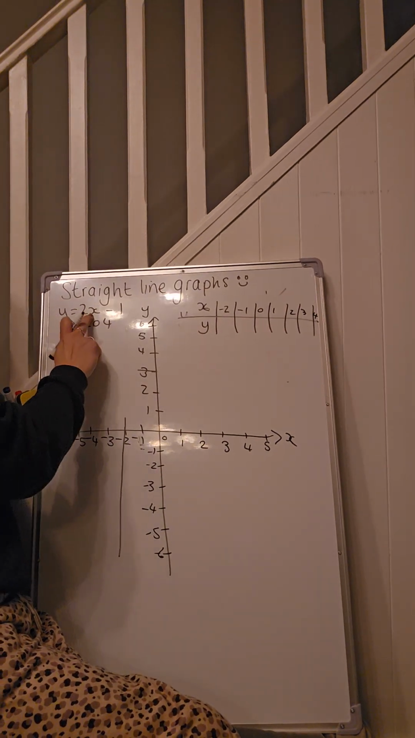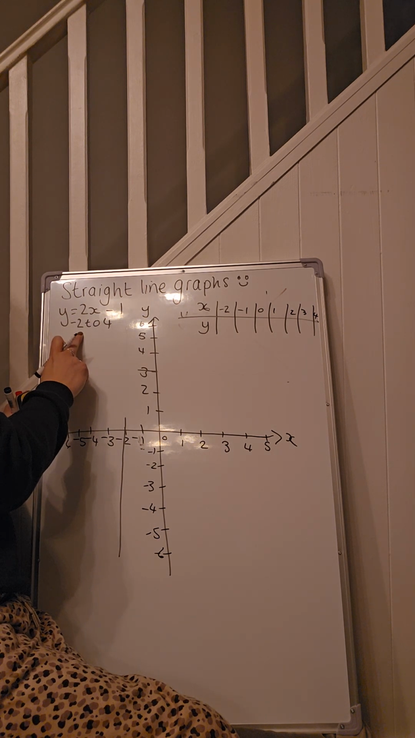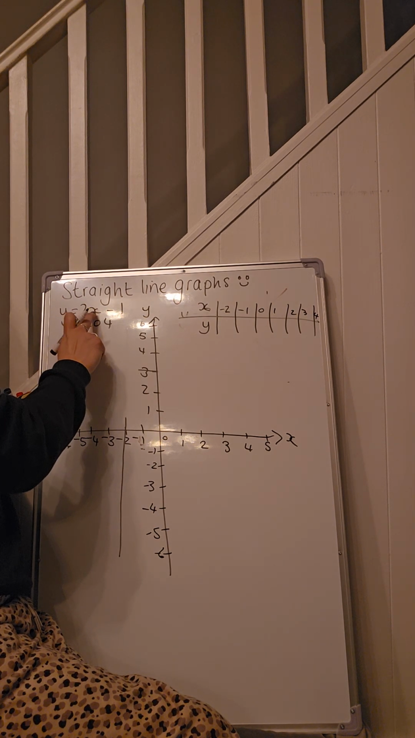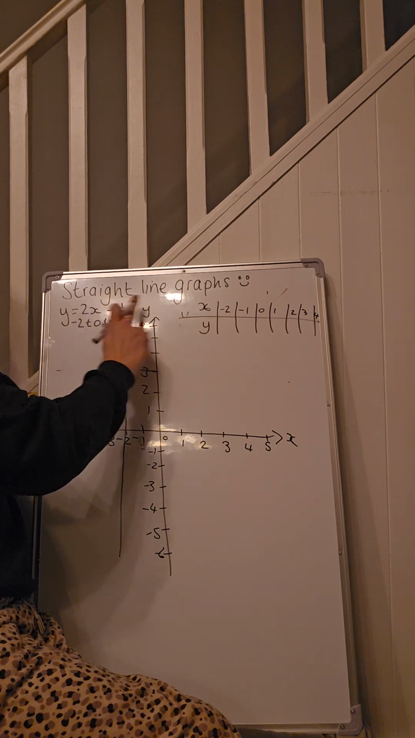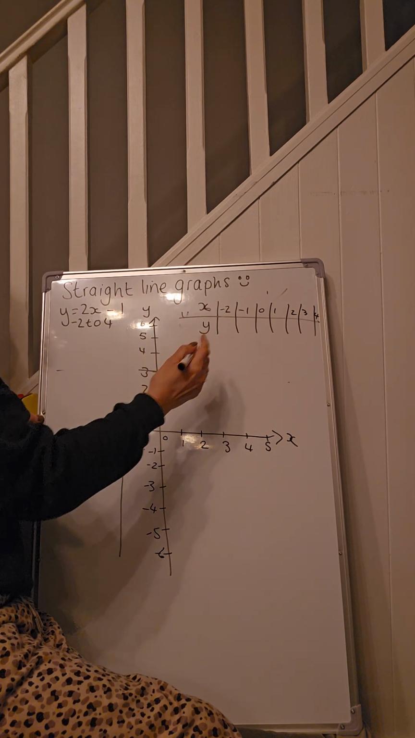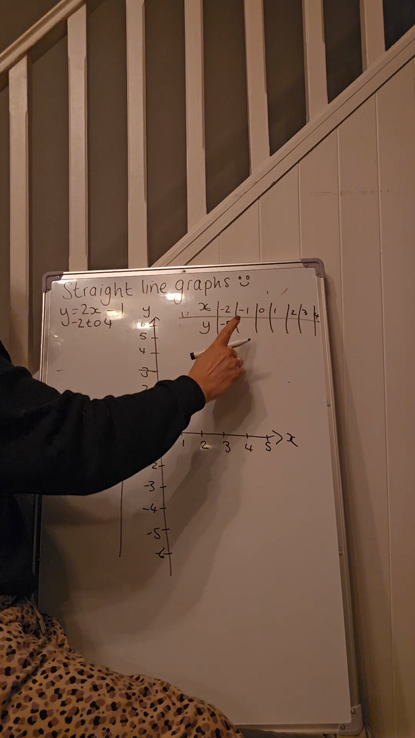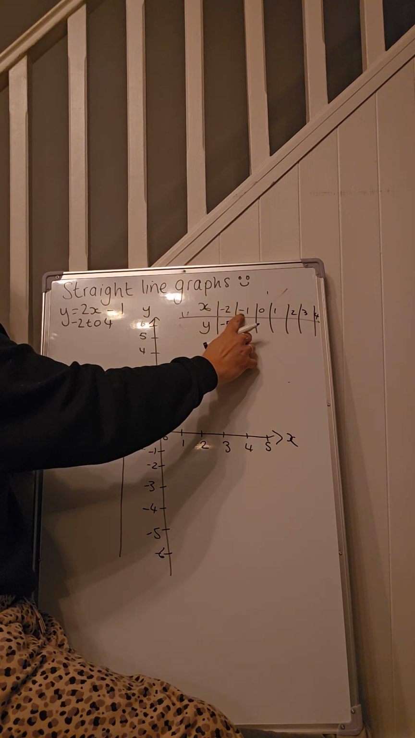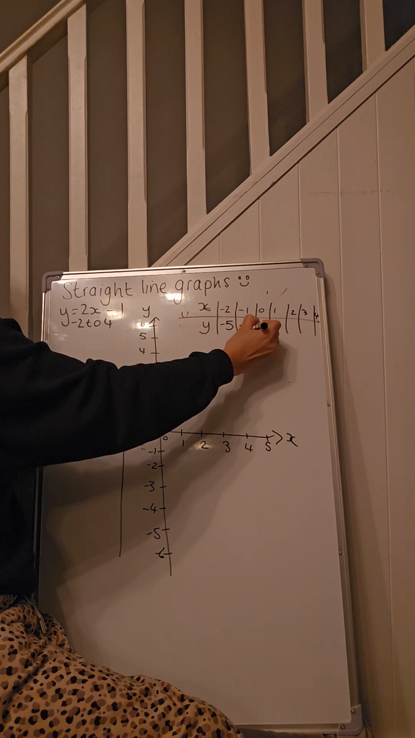Okay, and then I'm going to substitute x into my equation. So y equals 2x minus 1, so it means I times x by 2, so 2 times minus 2 is minus 4, take away 1, it's minus 5. Okay, and then on here, minus 1 gives minus 3.